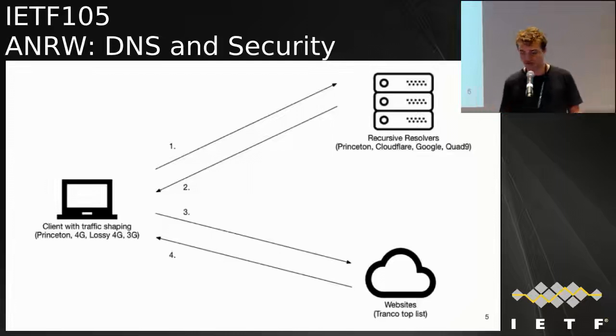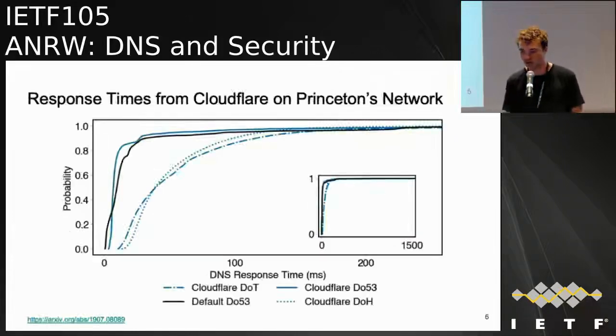So you can think of this as a list of just top websites that we want to measure. Again, things like New York Times, other stuff. So these are response times from Cloudflare's resolver on Princeton's network. You can see in the legend at the bottom in blue, we have all of Cloudflare's settings. So Cloudflare DOT, DO53, and DOH. And then by default DO53, I'm referring to the university resolver at Princeton, which only supports traditional DO53.